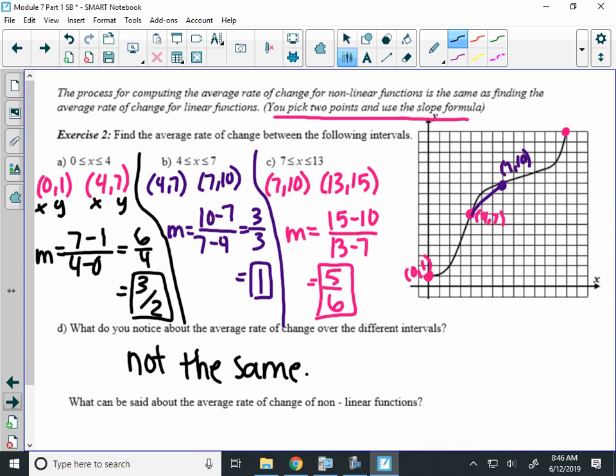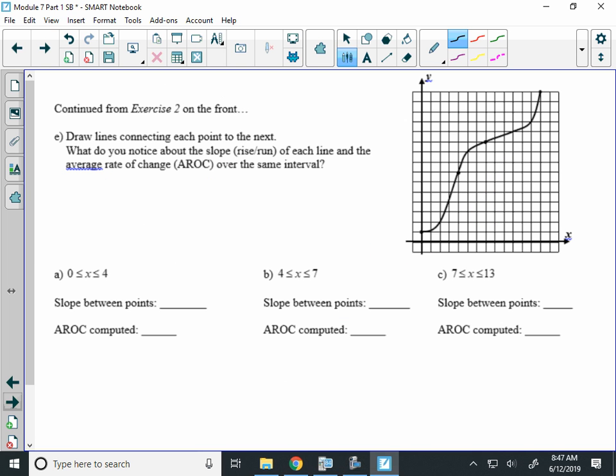So what can be said about the rate of change of a nonlinear function? Well, because it's not the same, that means it's not constant. So I cannot pick 2 points and guarantee that the rate's going to be the same. But I also can tell that it's not linear because they're different. Now that wasn't hard, but that was annoying, right? I had a graph, and I had to use the slope formula a bunch of times. So when you flip your paper over, you should see this is the same graph, but now it says draw lines connecting each point to the next.